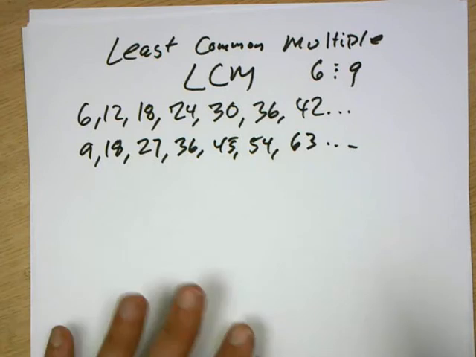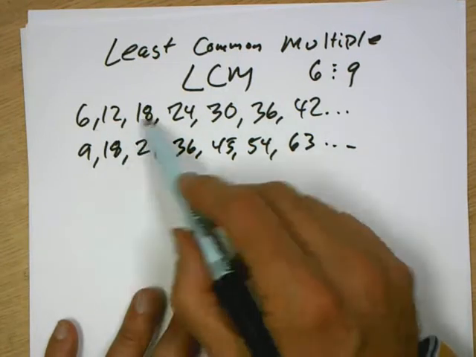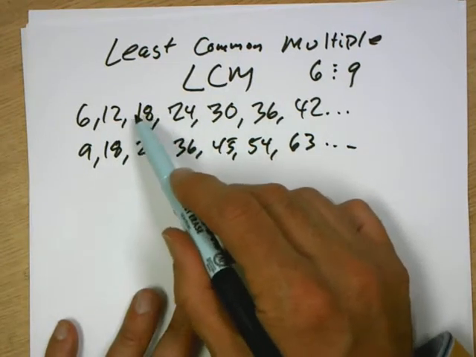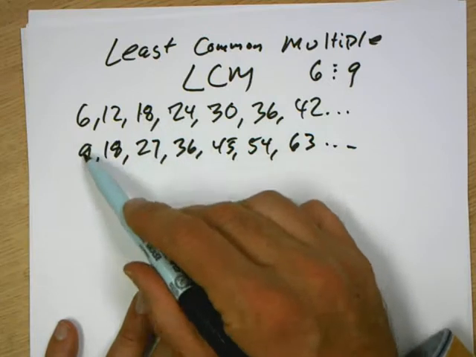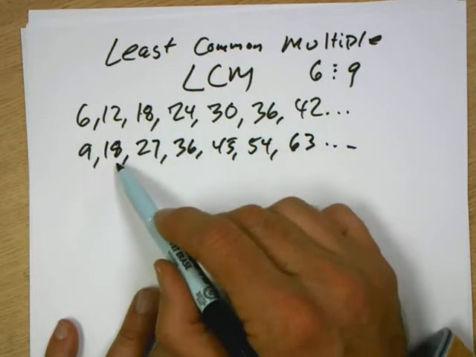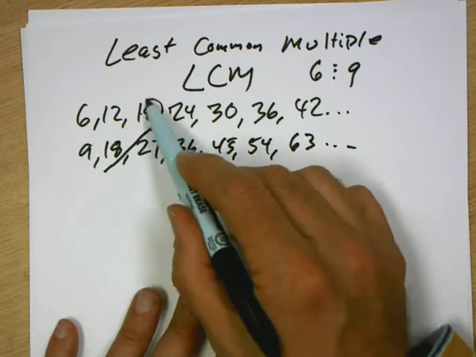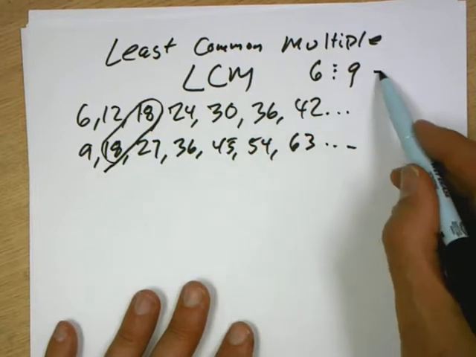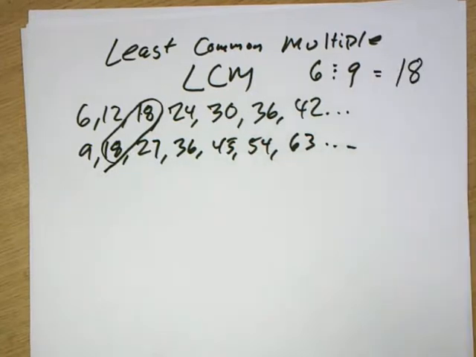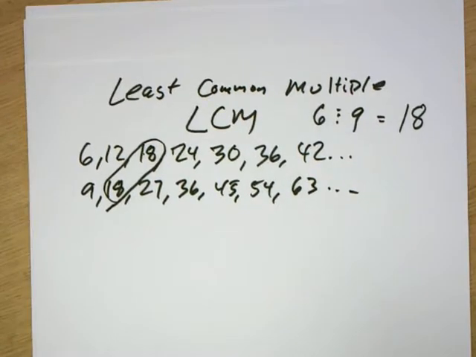Now to find the least common multiple, I look for a common one, the one that's common to both 6 and 9 and is the least. So in this case that would be 18. So the LCM of 6 and 9 equals 18. Now that's not all that difficult.